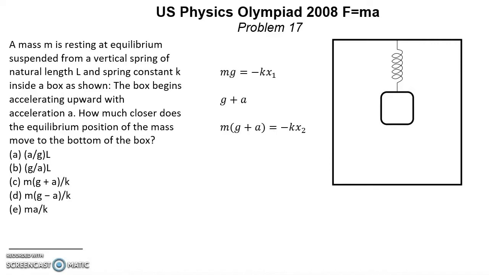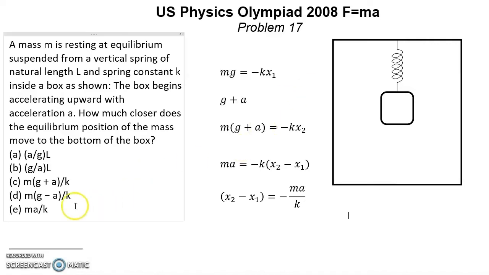So now let's subtract from this equation the equation which describes the displacement of our first equilibrium position. That's x2 minus x1. X2 minus x1 equals negative ma over k. And the question was what is the new position down toward the bottom? So it means that the answer is ma over k, which is E.